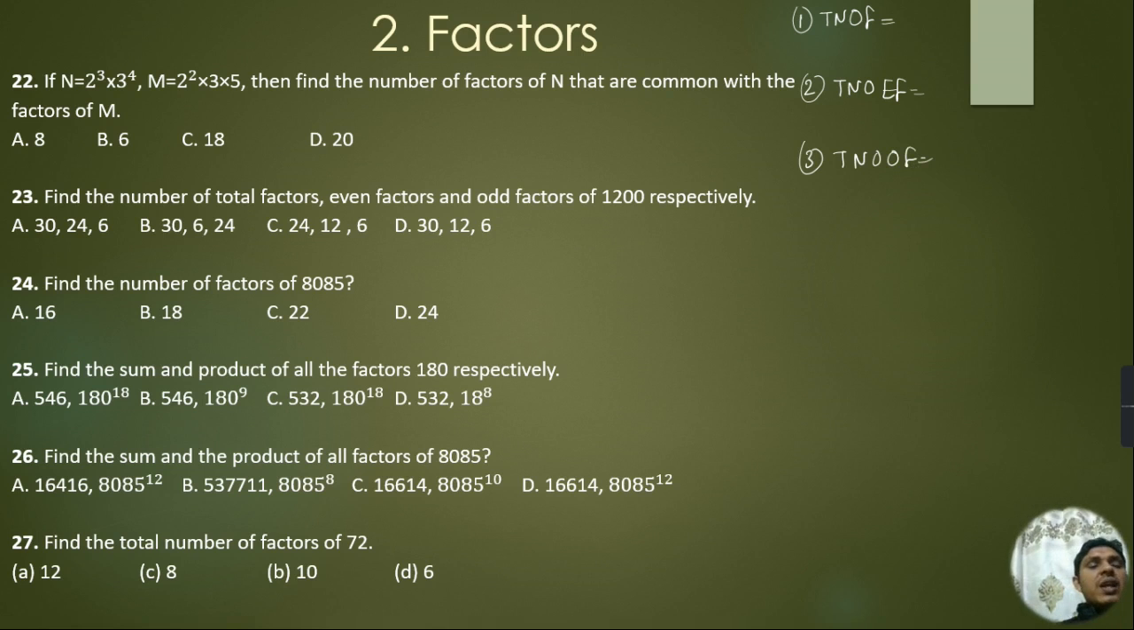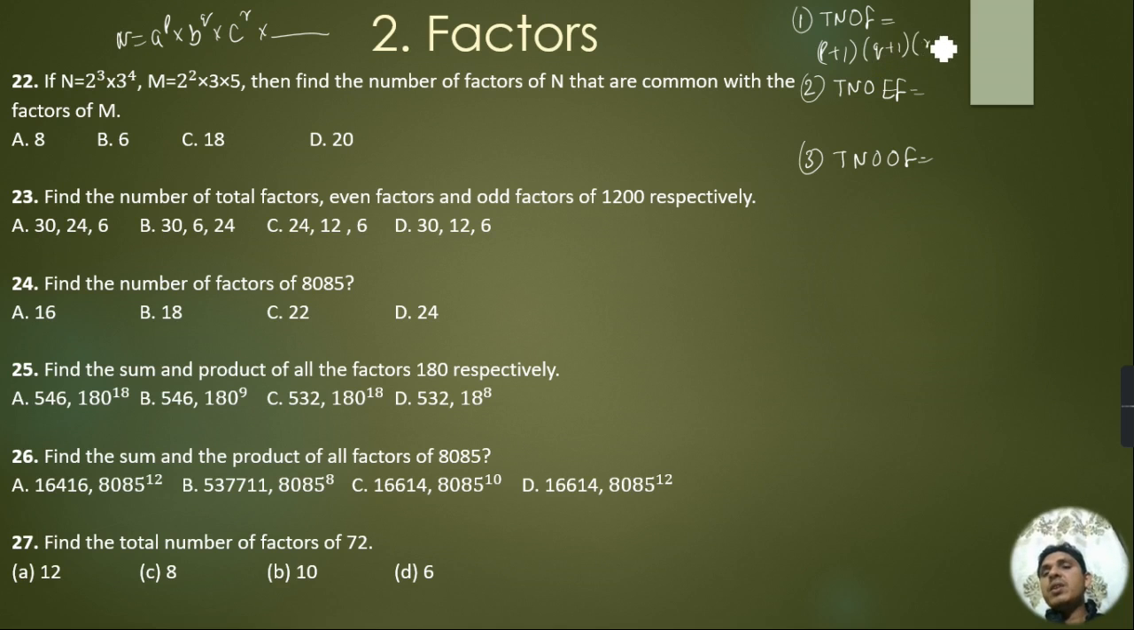Students, you must know that any number n can be written in the form of a to the power p multiplied by b to the power q multiplied by c to the power r, and so on. In this, the total number of factors can be given as (p plus 1) multiplied by (q plus 1) multiplied by (r plus 1).